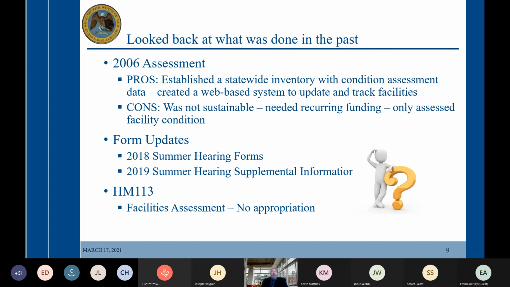The next thing we looked at was our form updates. I worked with many of you all at the higher education institutions in order to do updates to the 2018 and 2019 summer hearing forms. We asked for more detailed project descriptions. We wanted to tie the rationale to the mission of the institution, requested a methodology for ranking the projects, if it was an FCI, if it was another type of condition assessment. Those are some of the updates that we made together. And then in 2019, we added the space verification as a supplemental sheet.